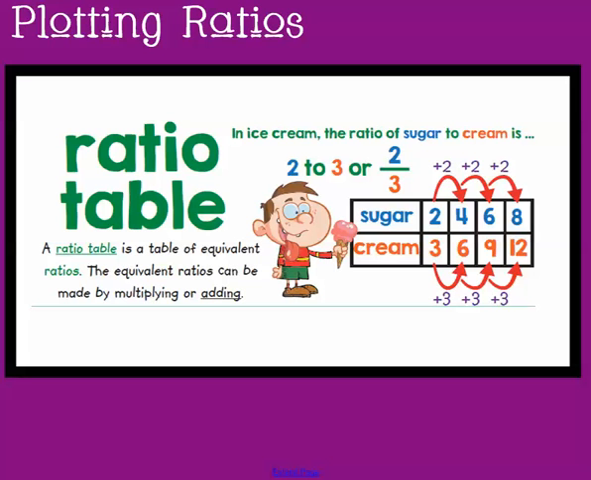And we can just do that as many times as we want, as long as we are adding the ratio to itself. We always have to add 2 parts of sugar when we add 3 parts of cream.